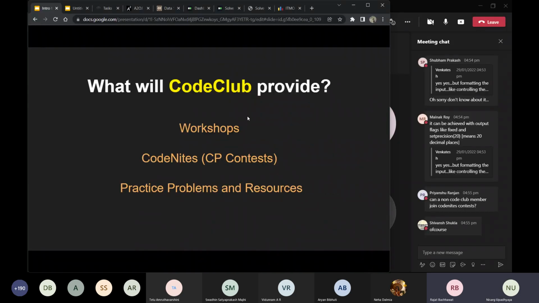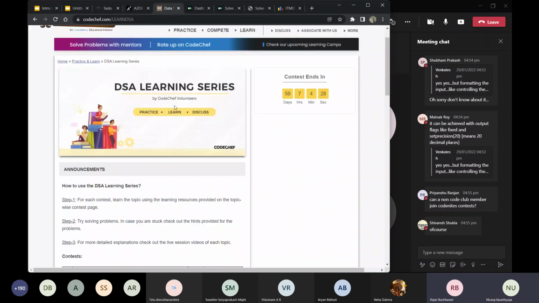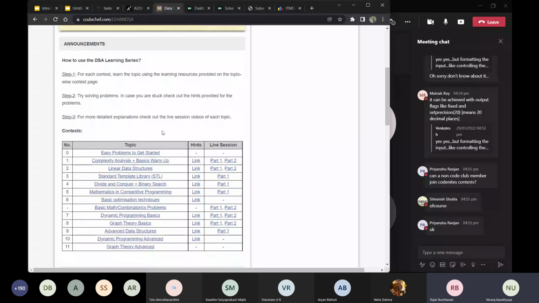Just to give you a brief idea of what's available online. On CodeChef, you have a data structures and algorithms learning series, and they have made it quite well, part by part, from 0 to 11. It starts with very basic things, teaches you complexity analysis and very simple data structures. Then it teaches you the standard template library of C++, which I was talking about. And then slowly it moves towards proper algorithmic and advanced data structures stuff. So this is one resource.